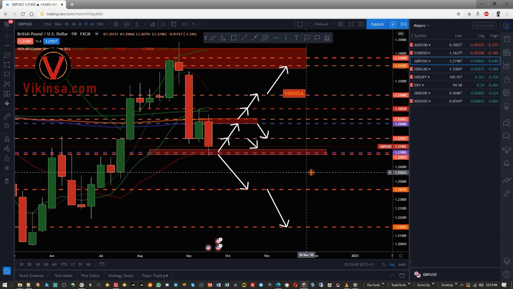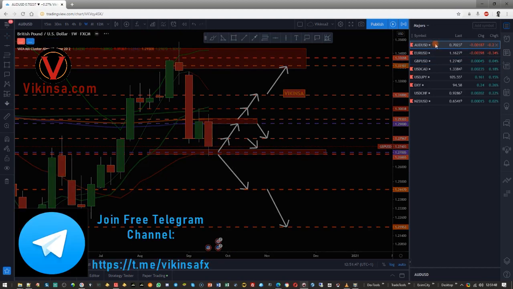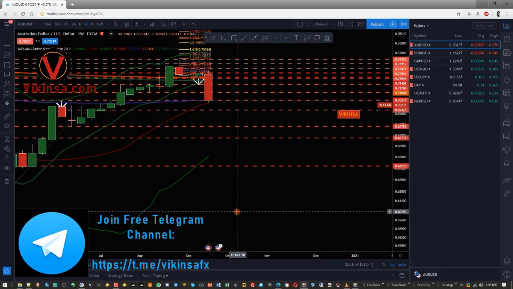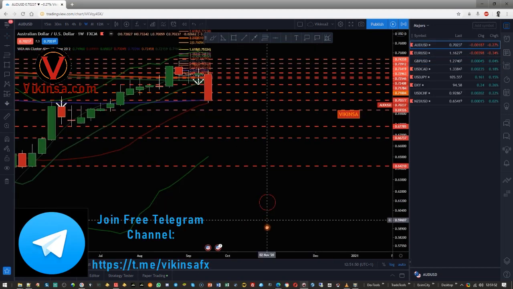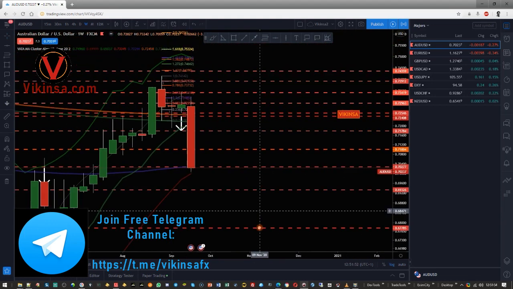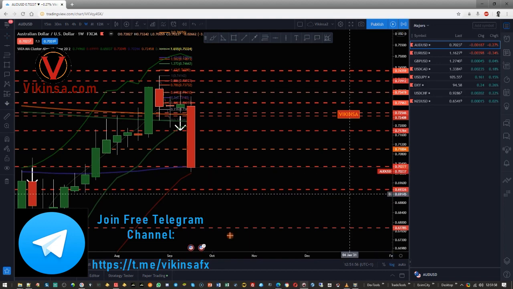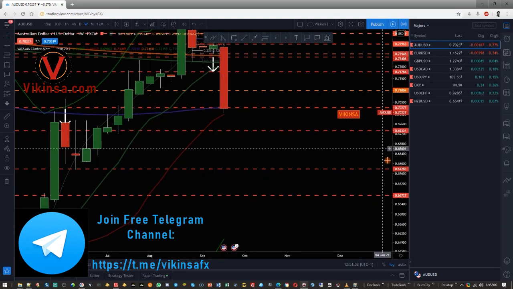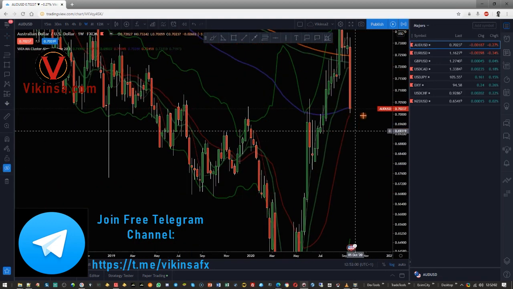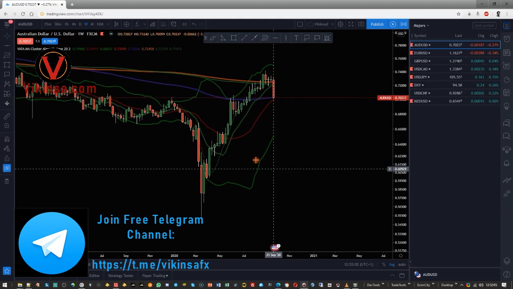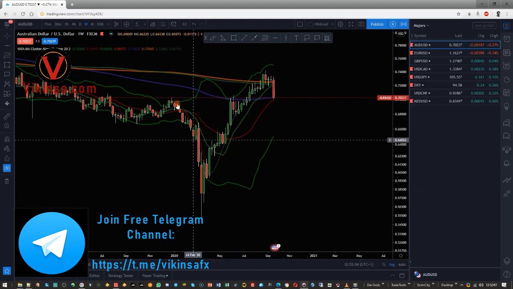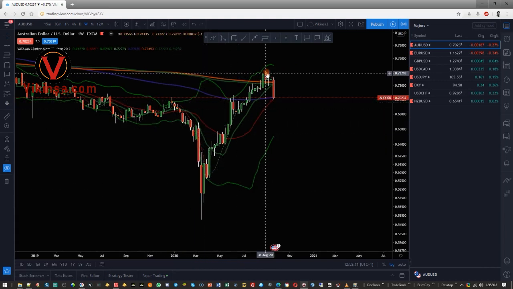Okay, let's move on to the next one, which is AUD USD. AUD USD is also doing exactly the same thing which we were expecting. We knew that the market was going to go down to this level, because, let me just clean this up, this has created another W pattern. It looks like a V, but if you look closely, this is actually a W pattern.